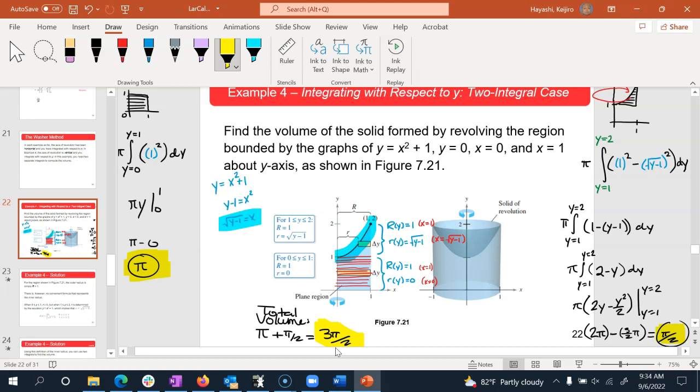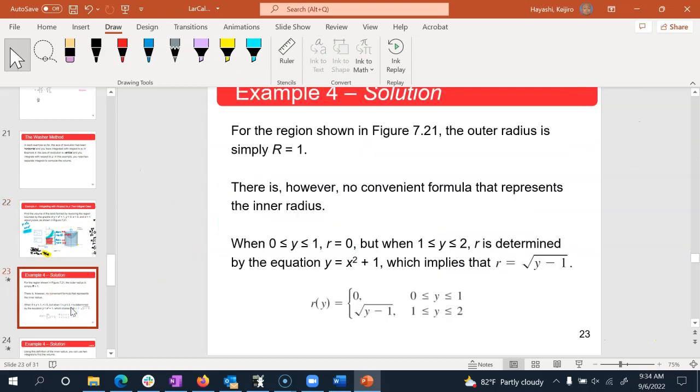And on Thursday we'll learn a better way to deal with something like this, something that requires us not to have to break up the volume into two separate volumes, and do a different integral for each. All right.